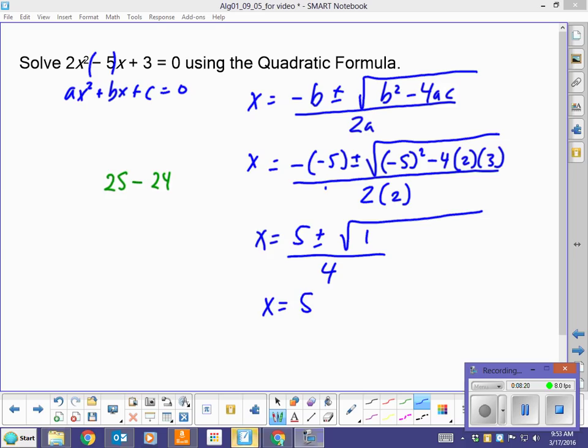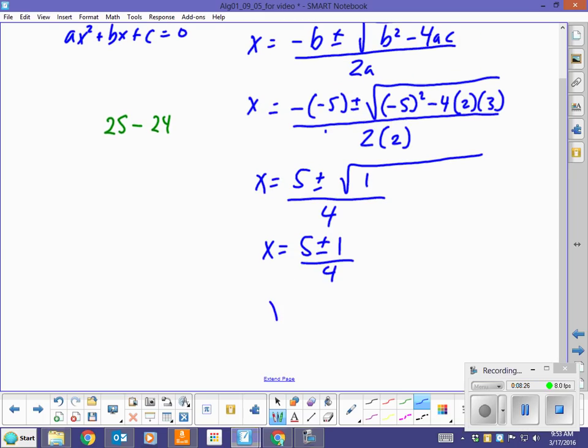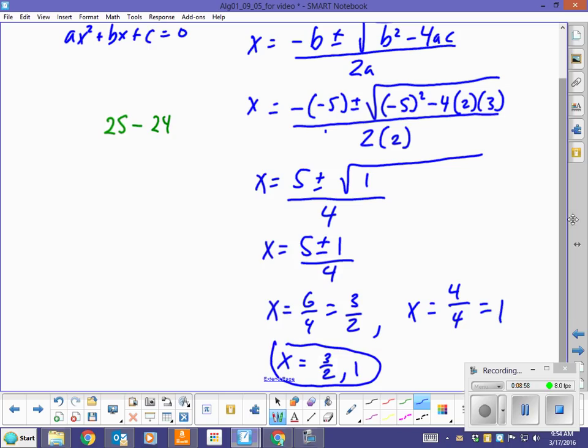Let's just say x this way. Okay. So x equals 6. 5 plus 1 is 6. 6 divided by 4, which is 3/2. Or x will equal 5 minus 1, which is 4, divided by 4, which is 1. So our two solutions: x equals 3/2, x equals 1. Okay, so it's a matter of just substituting and simplifying.